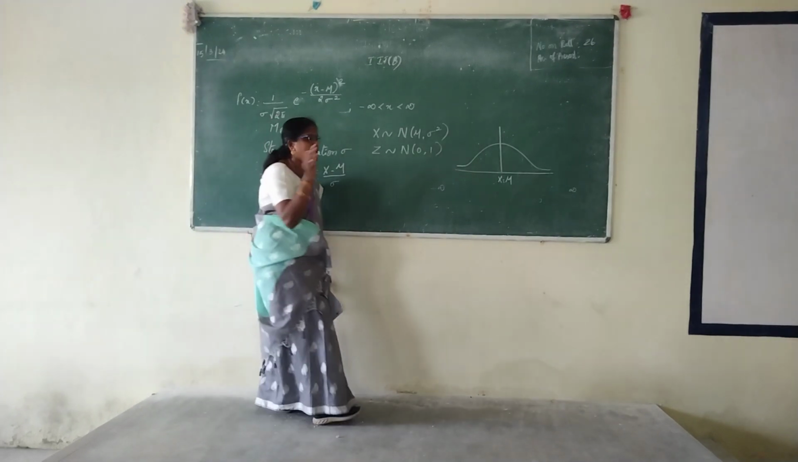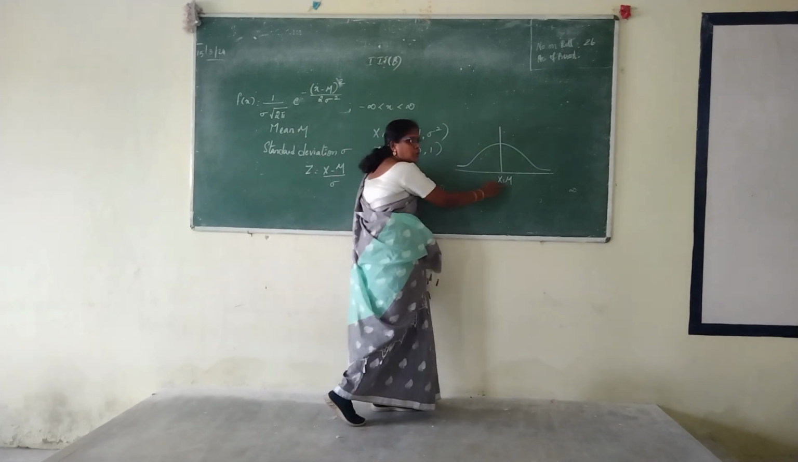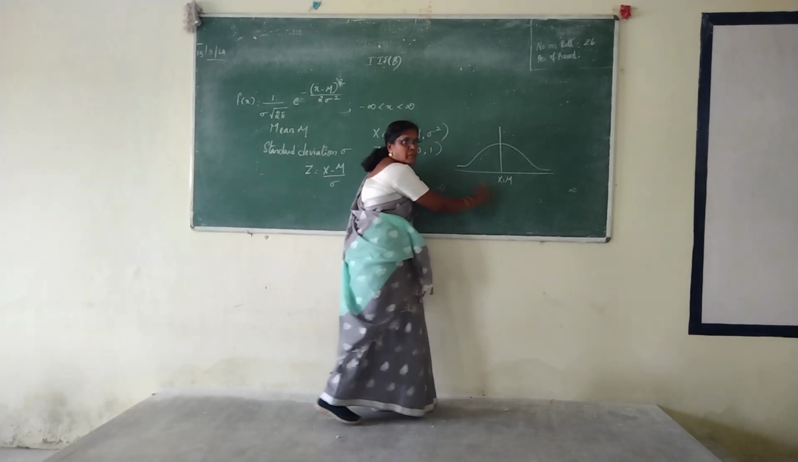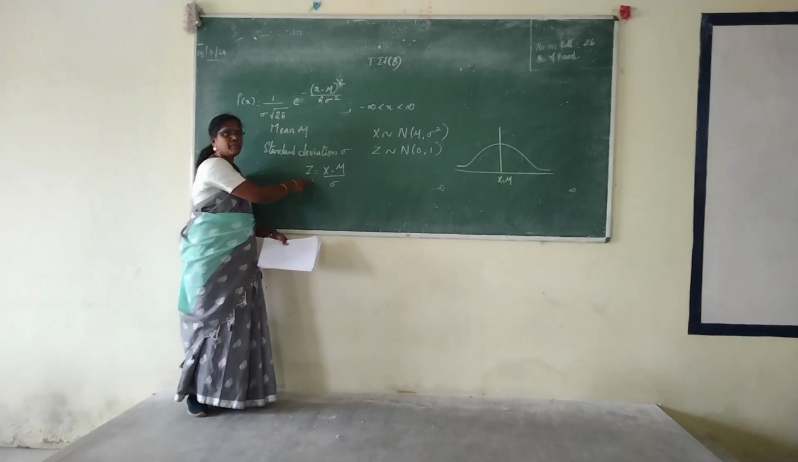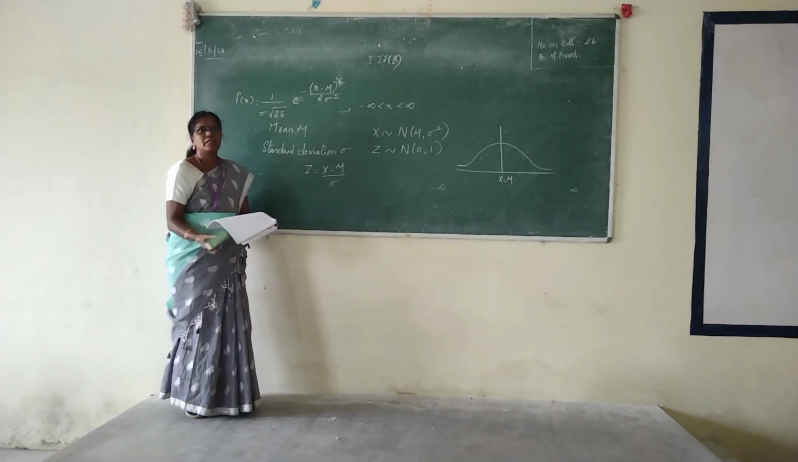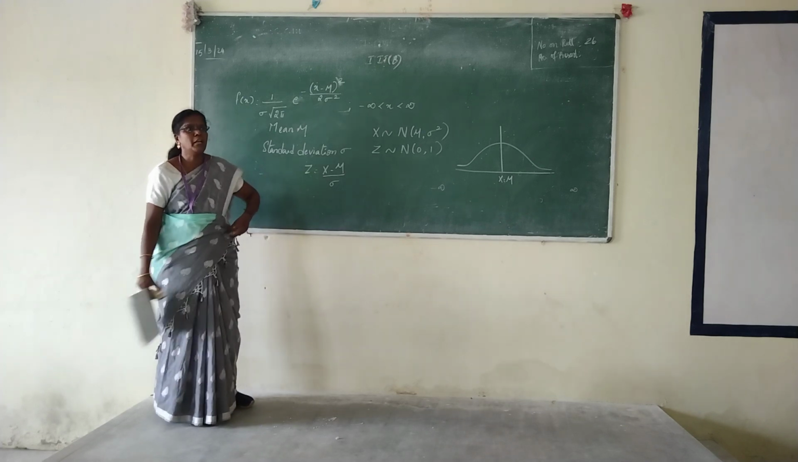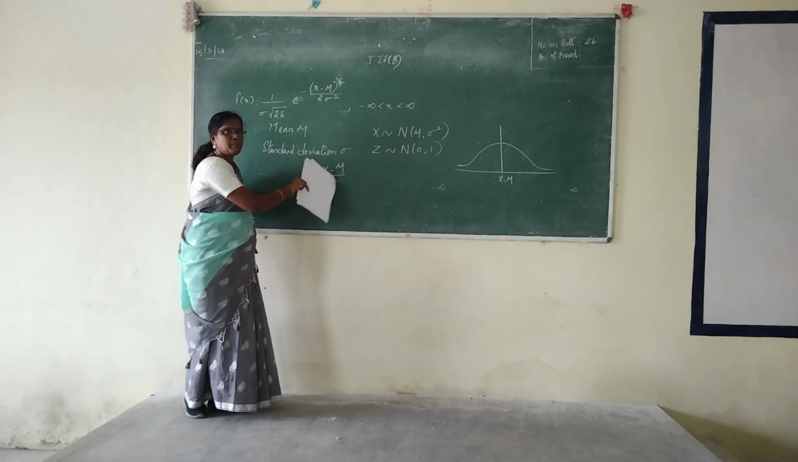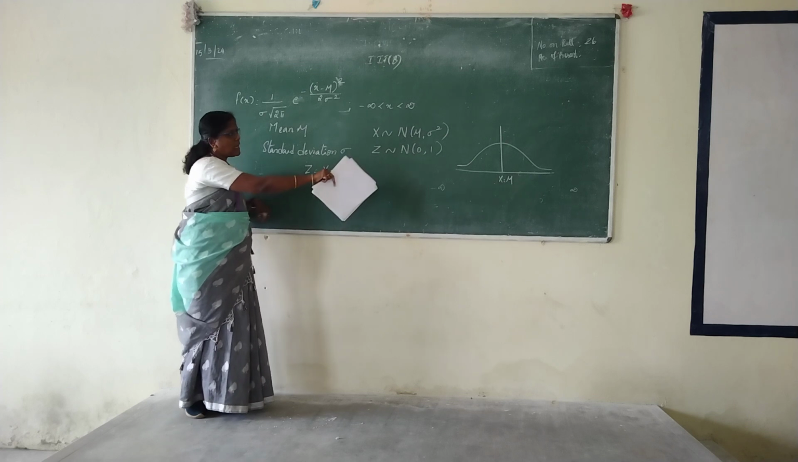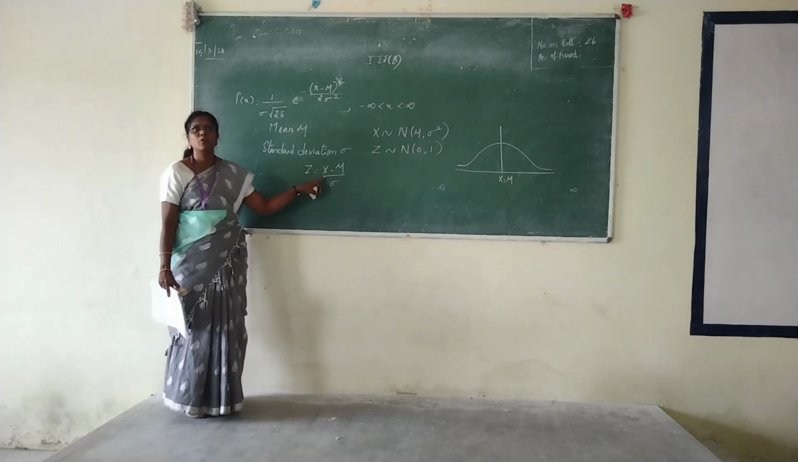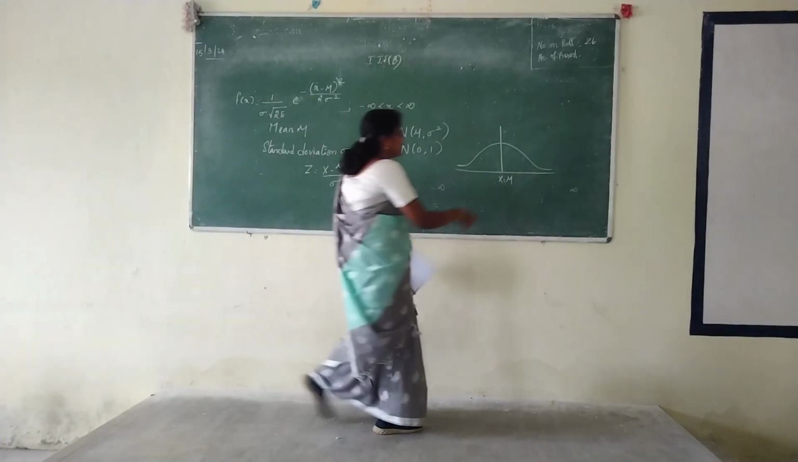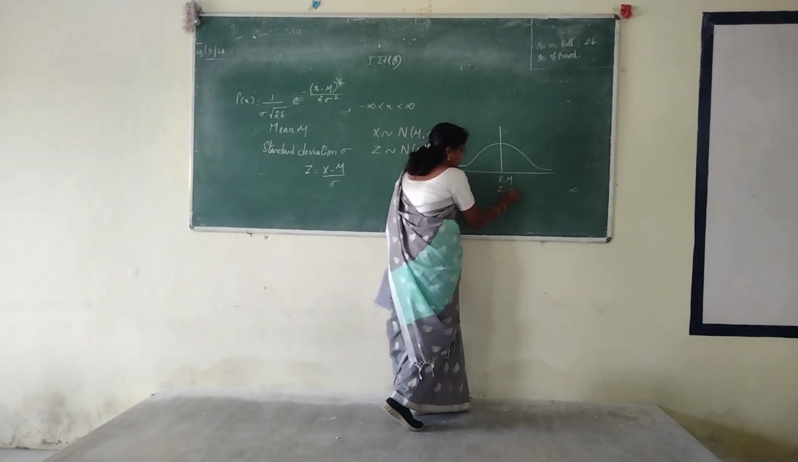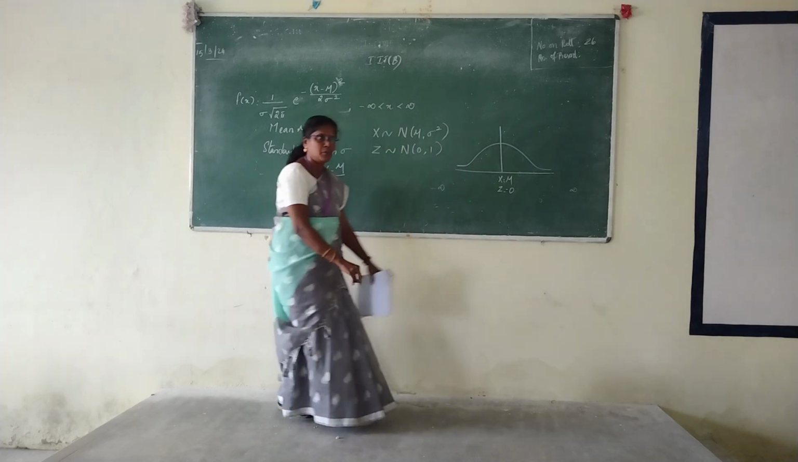Okay, now we will label z. If x is mu, what is the corresponding z value here? How do you define z? It is 0. Because you define z as x minus mu by sigma. But at that particular point x is equal to mu. So mu minus mu, what will happen? 0. So at this exactly middle point z will be equal to 0.